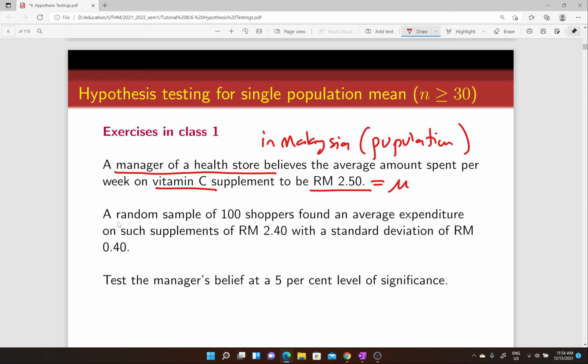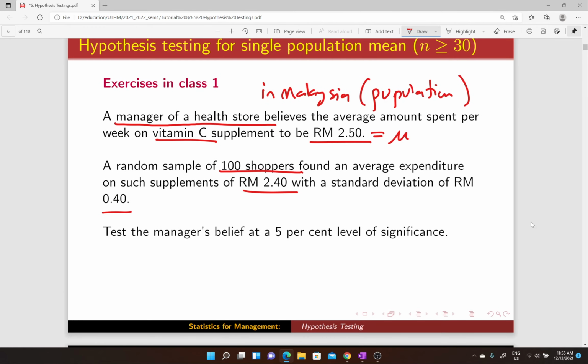A random test is done to test whether each and everybody is spending 2 ringgit 50 cent. Only 100 shoppers are selected, and we find that the average expenditure these 100 shoppers spend on vitamin C is only 2 ringgit 40 cent, and the standard deviation is 0.4. Test the manager's belief at 5% level of significance.